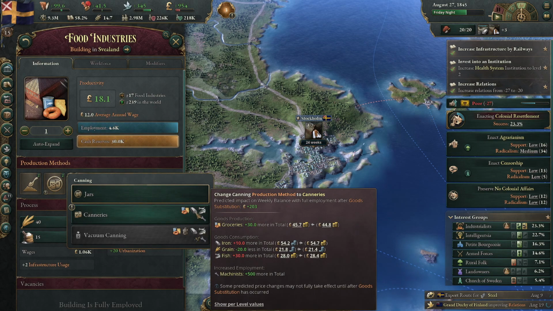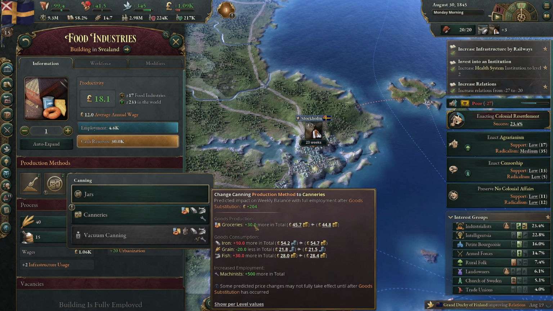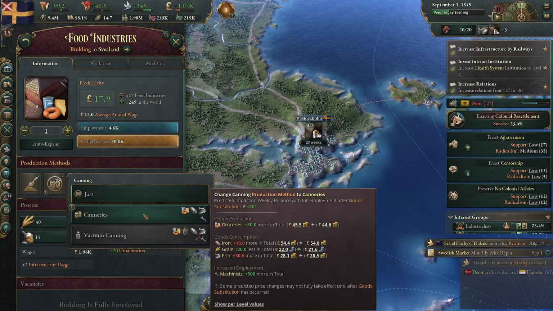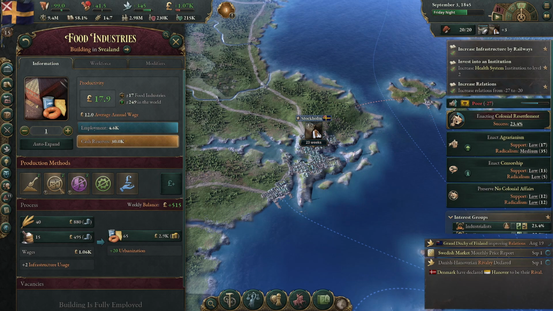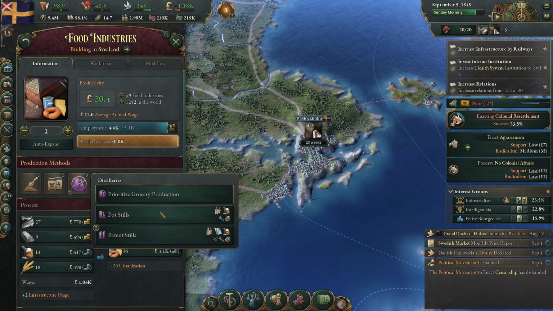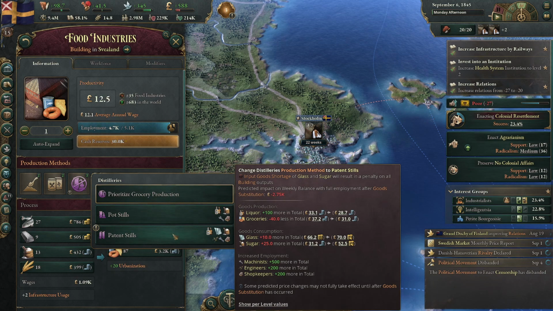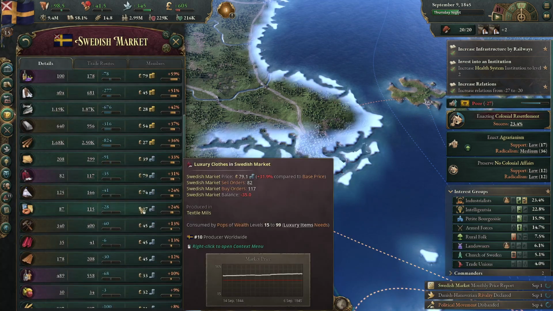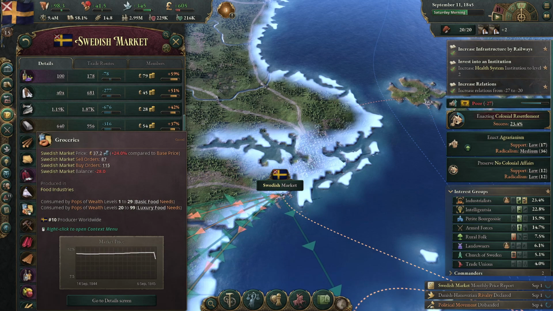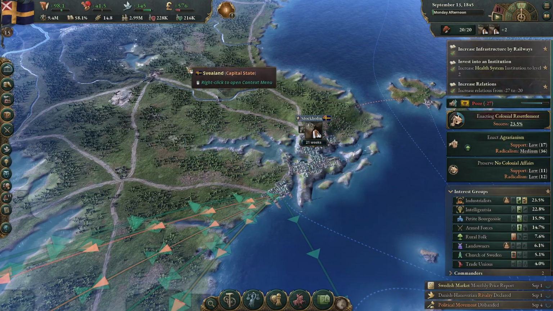Canneries. What is this? Is this iron or steel? What do we get? More groceries. Quite like that. Although, yeah, I think we can get away with the canneries. We got pot stills here. I think I'd rather produce food. What's the market price for groceries? It's high, but I think we can do that.